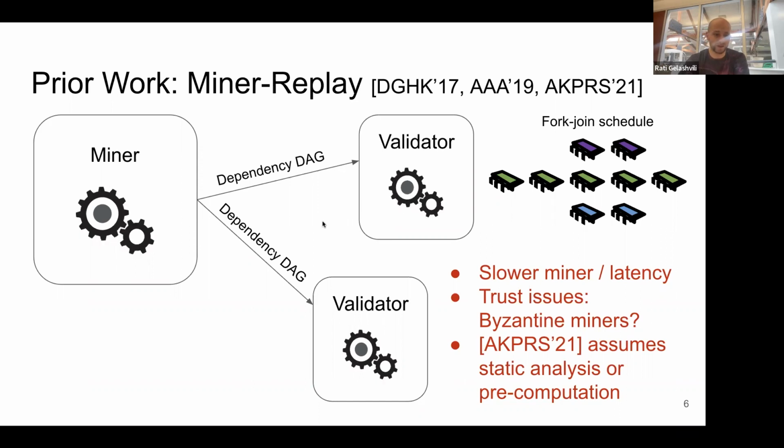The other thing is we are introducing some level of trust in this dependency information. If it's Byzantine, you need some sort of protection to make sure that your performance doesn't get really bad if the information is actually wrong. And as I said, to make this more applicable and practical, the subsequent work did assume that you would be doing some sort of static analysis or pre-computation, which is an additional assumption.